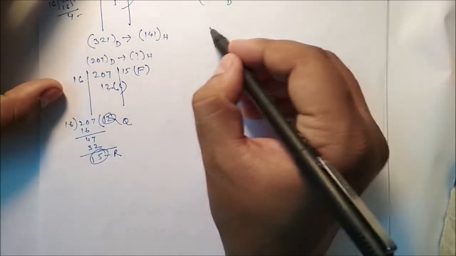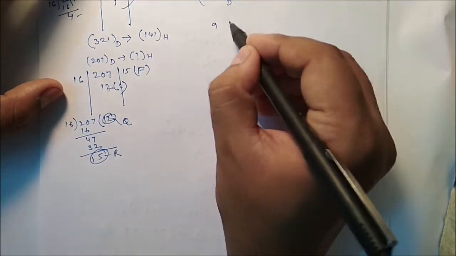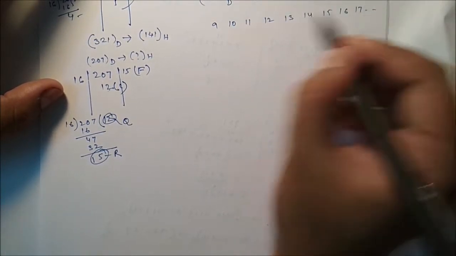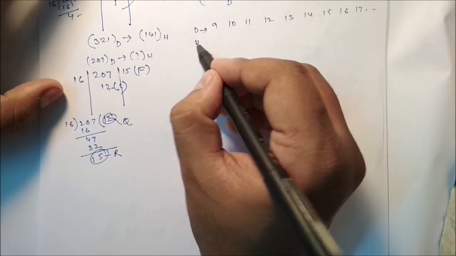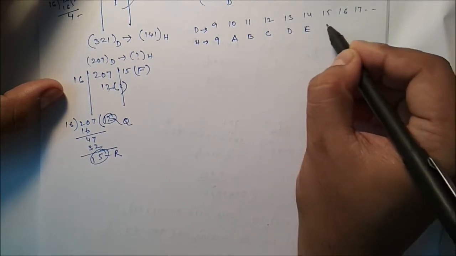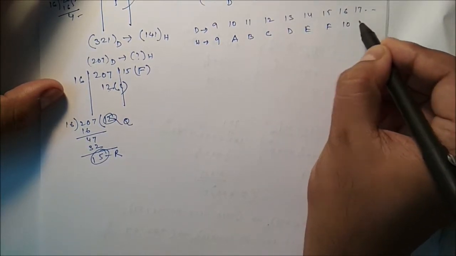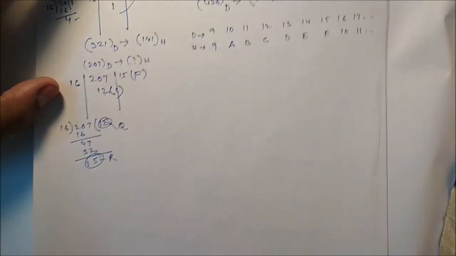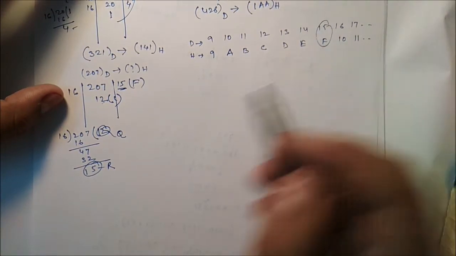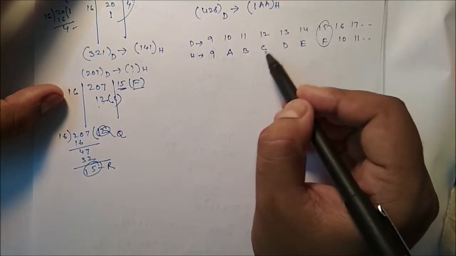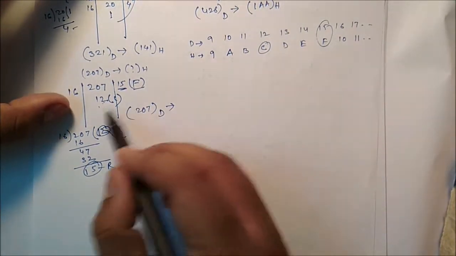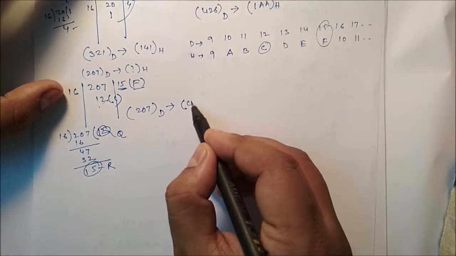As you already know, the decimal numbers 9, 10, 11, 12, 13, 14, 15 correspond in hexadecimal to 9, A, B, C, D, E, F. So what is the meaning of 15? That is F. And 12 is C. So 207 in decimal, the associated hexadecimal number is CF.